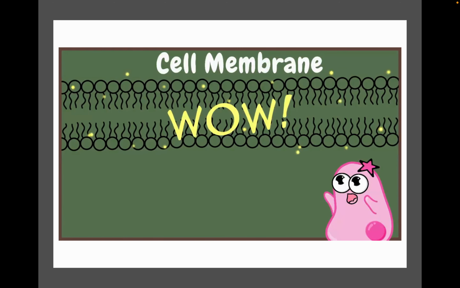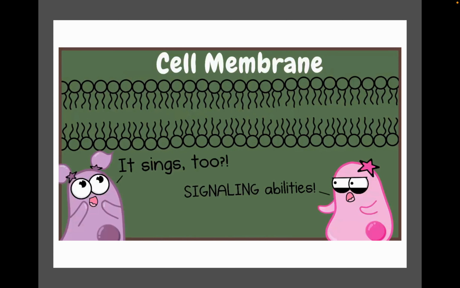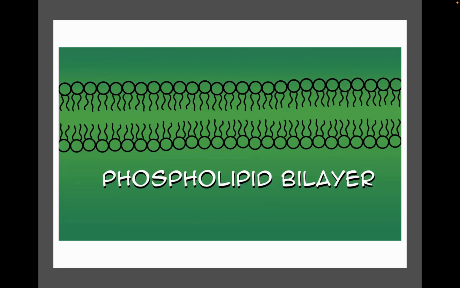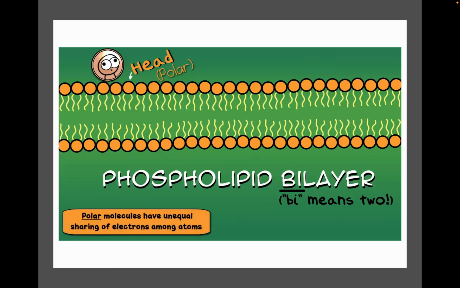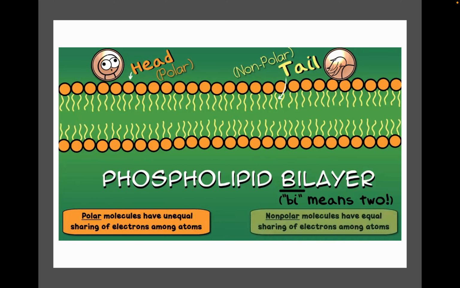Let's take a look at the cell membrane. You could have a whole course on the cell membrane itself. It has amazing structure. It has signaling abilities. But to stick to the very basics, it's made of a phospholipid bilayer. Bilayer means two layers, so you have these two layers of lipids. Now, these lipids, they're called phospholipids, well, they have a head that is polar, and they have a tail that is nonpolar, making them quite unique.